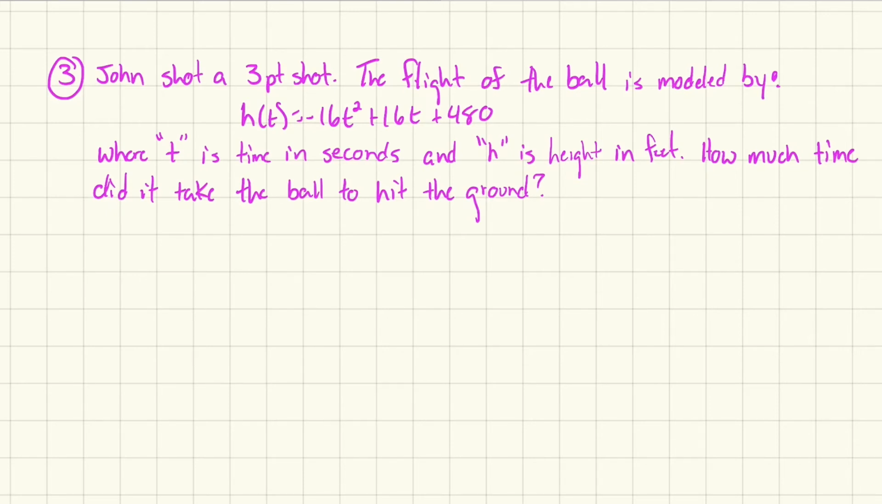Okay, so our problem is that John shot a 3-point shot. The flight of the ball is modeled by the equation negative 16t squared plus 16t plus 480.